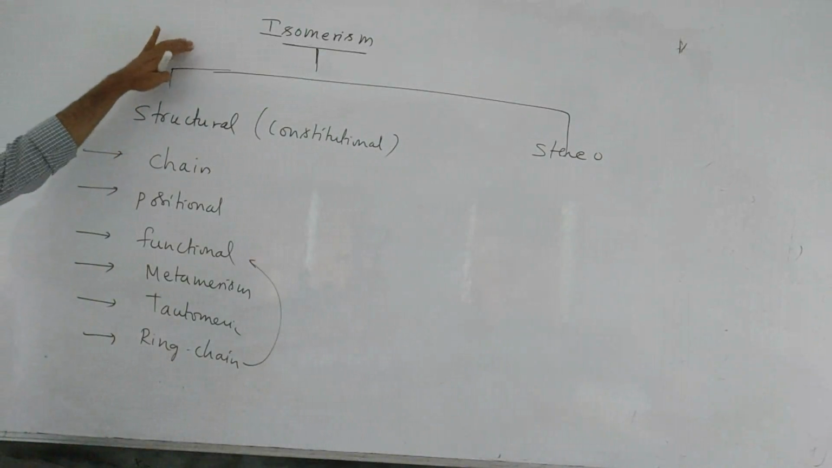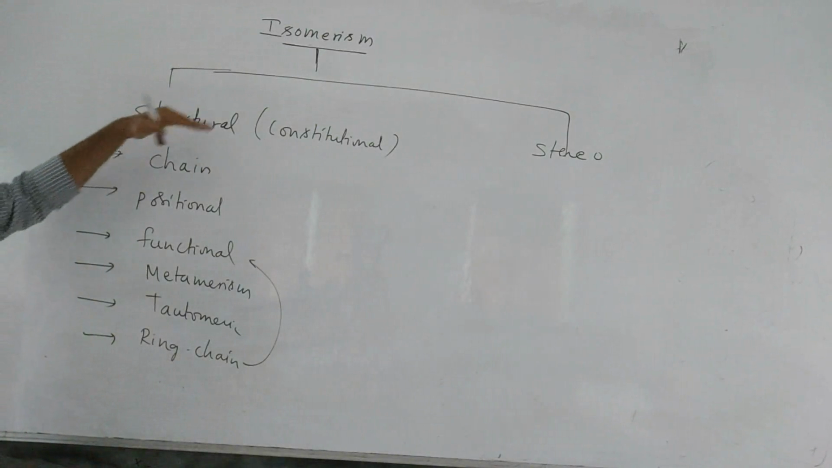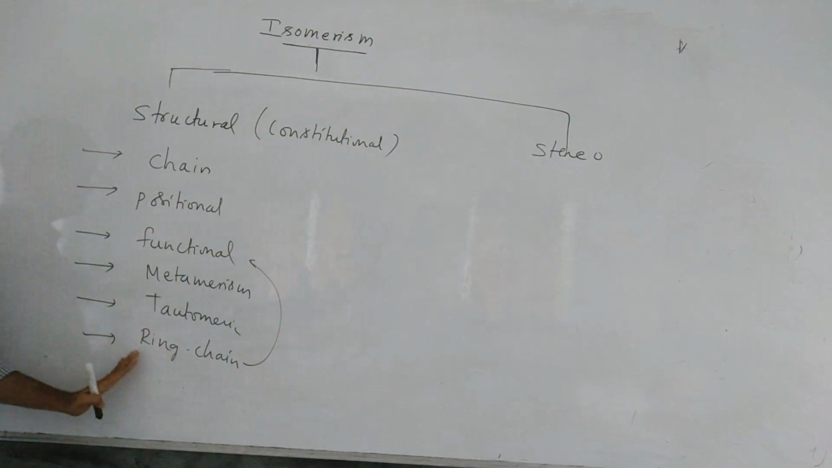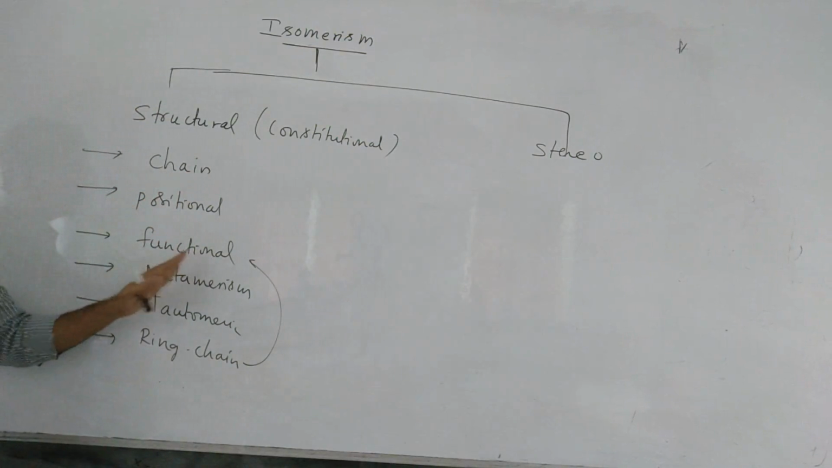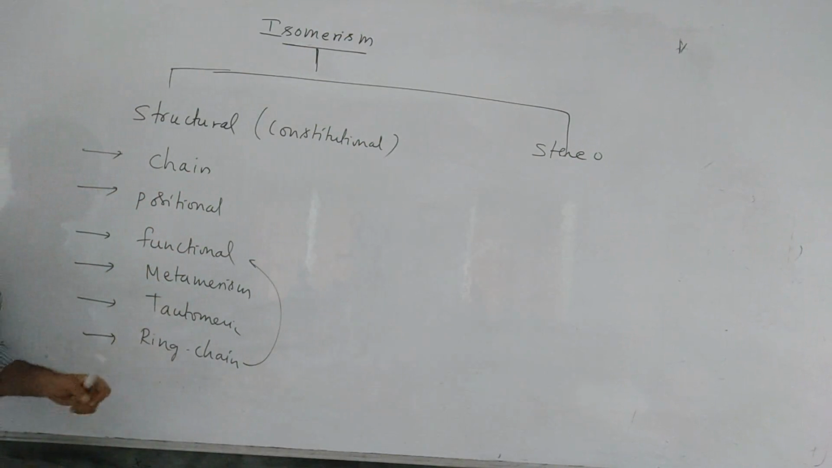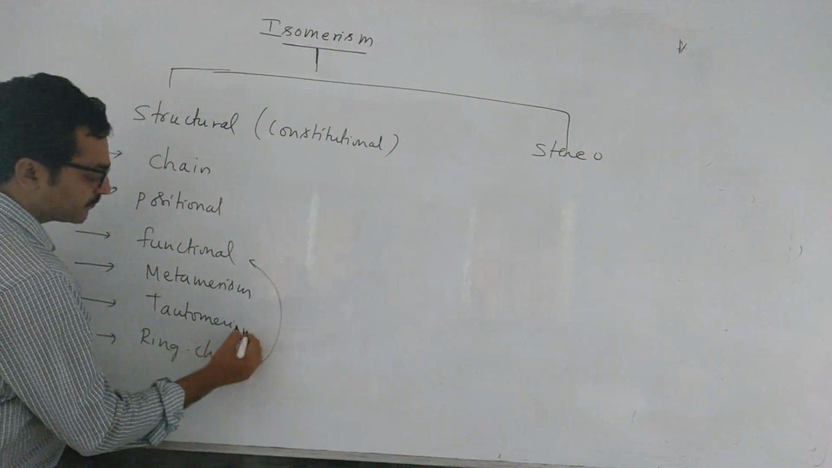Isomerism is mainly classified into structural and stereo. Structural has 5 types: chain, positional, functional, metamerism and tautomerism. So tautomerism we did, right?